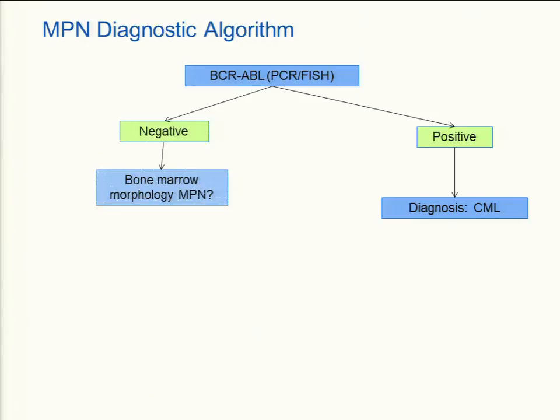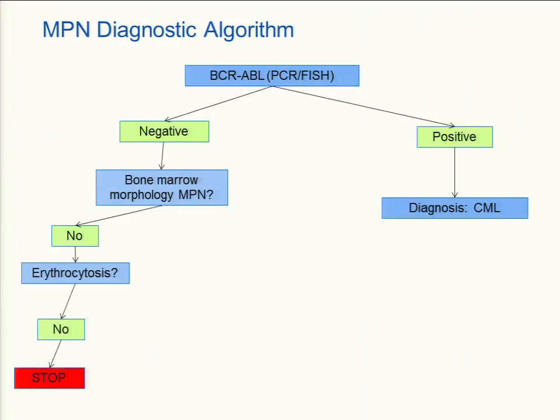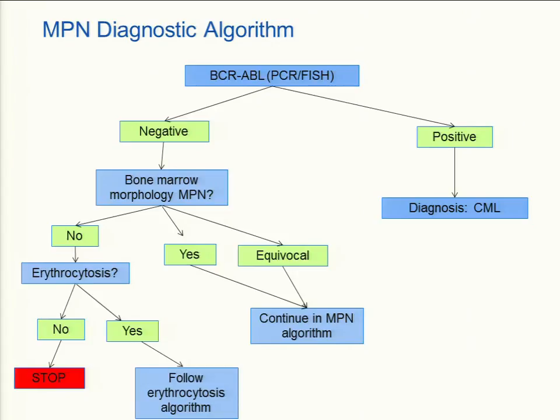look at your bone marrow for morphology. If there are no morphologic features of MPN, is there any feature of erythrocytosis in this patient? If there's no erythrocytosis, then essentially you're done. If yes, there's erythrocytosis, then follow with the erythrocytosis algorithm that Dr. Hoyer is going to talk about after me.